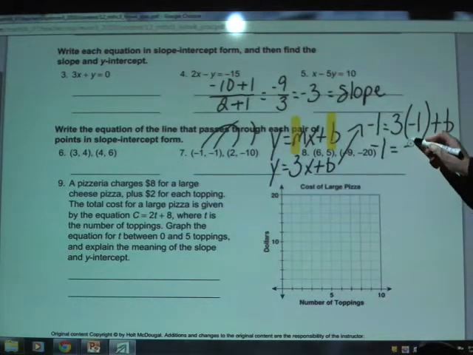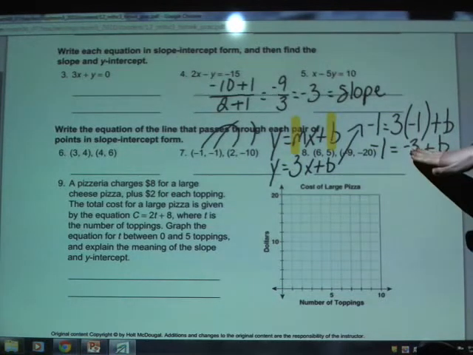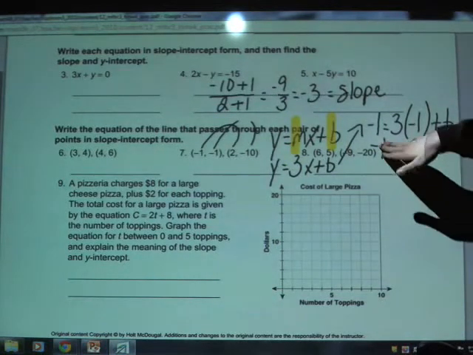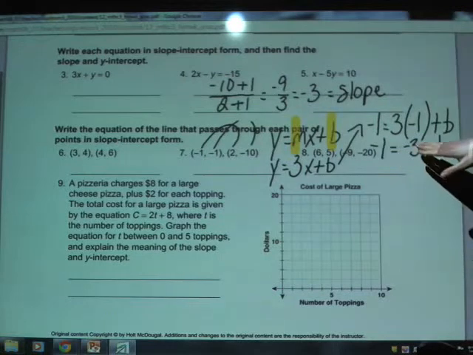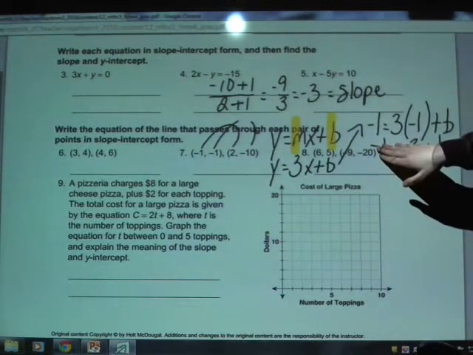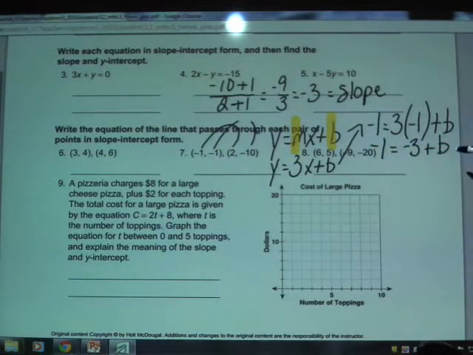So I've got negative 1 equals negative 3 plus b. So the equation here is saying negative 3 plus what number makes negative 1? Well, you know that negative 3 plus 2 makes negative 1. So b has to equal 2. If you want, you can finish solving the equation and add 3 to both sides, but you'll still end up with a solution of 2, which is exactly what we figured out there.